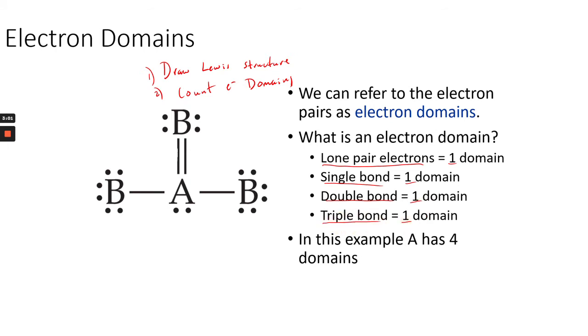So looking at this example here, element A has a lone pair, so that's one domain. It has a single bond, 2 domains, 3 domains, 4 domains. A has 4 domains. The double bond does not count as 2 domains, it's 1. So it's really just anything coming off the atom. So there are 4 domains coming off atom A.